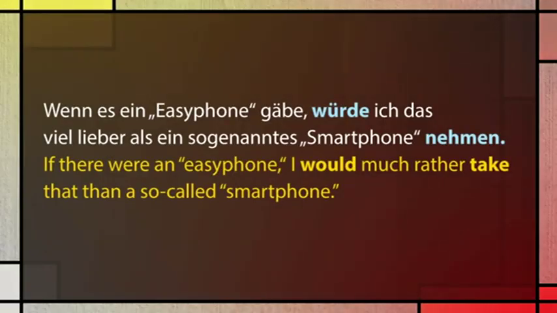So let's take a look at one more example of this würden plus infinitive subjunctive from Ralph and Mia's dialogue. Actually, it's Ralph's quote-unquote confession, where he tells Mia the following. Wenn es ein Easyphone gäbe, würde ich das viel lieber als ein sogenanntes Smartphone nehmen.